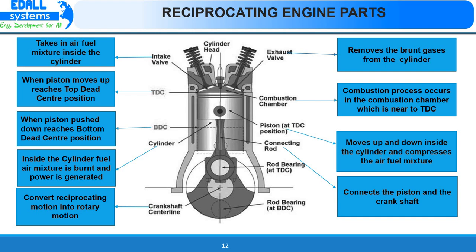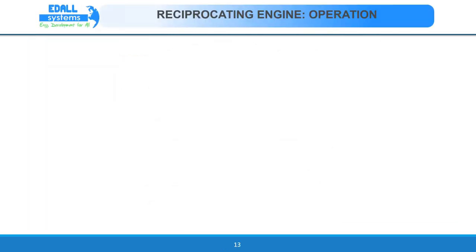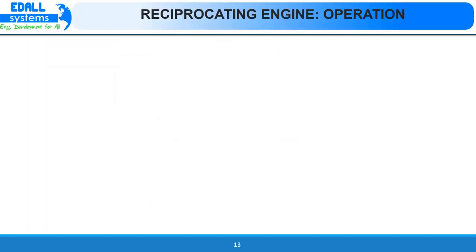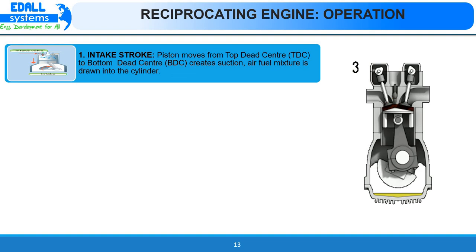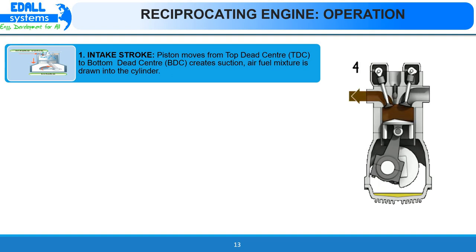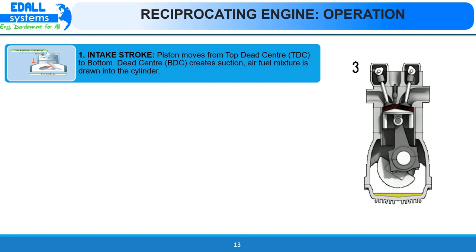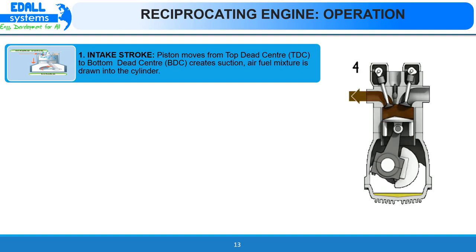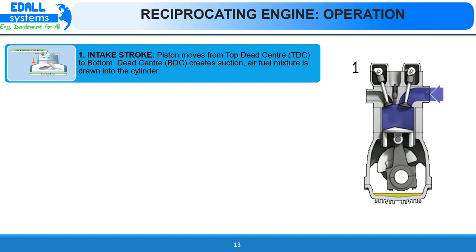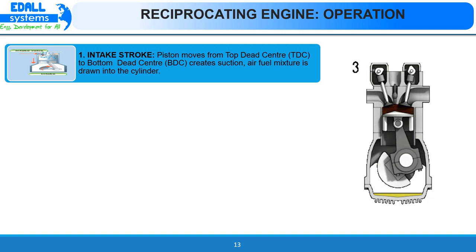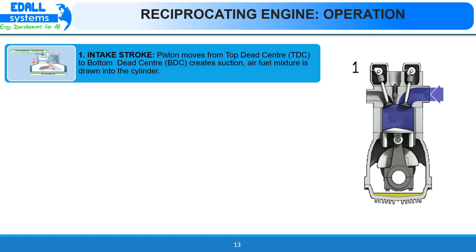Next we shall see the operation of reciprocating engine. Reciprocating engine operates on 4 stroke cycles. First is the intake stroke. During this stroke, inlet valve opens and exhaust valve remains closed. Piston moves from top dead center to bottom dead center, creates suction. Hence, air-fuel mixture is sucked inside the cylinder.